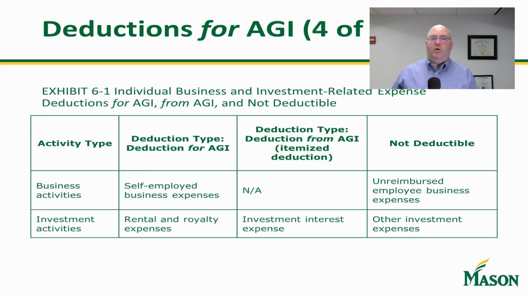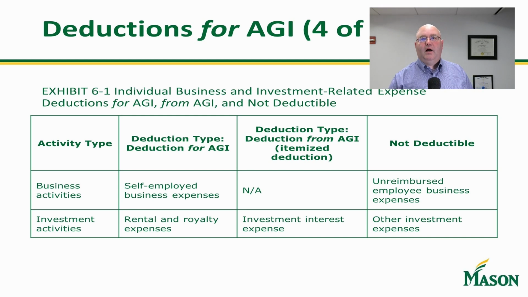This is a good chart in order to be able to see it. Like I said, business activity, self-employed, business deduction for AGI, that's your business expenses. You'll have none from AGI. That's a good thing, believe it or not. We'll talk about that in the second video. Investment activities, rent and royalty expenses will be your deduction for AGI, in other words, the above the line deductions. Your below the line deductions will be investment interest expense. We'll talk about that in the second video.